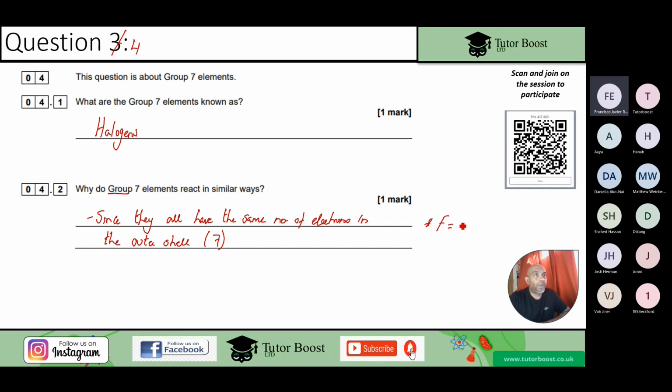You have fluorine, which has 9 electrons. So you'd have 2 electrons in the first shell and 7 electrons in the second shell. And chlorine, which has an atomic number of 17, will have 17 electrons altogether. So it has 2, 8, and then 7. Because they both have 7 electrons in the outer shell, they react very similarly. Now, you don't generally need to know the electron configuration for bromine and the rest of them, but you do need to know the electron configuration for fluorine and chlorine.